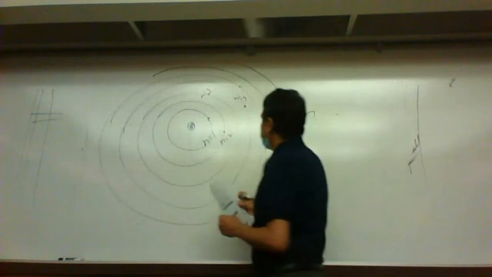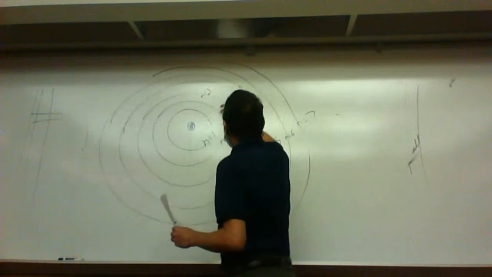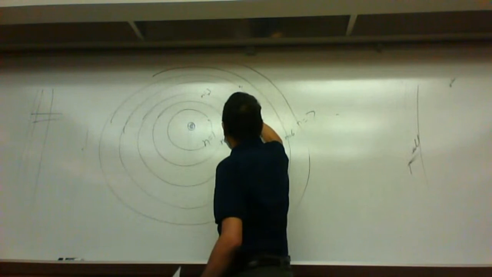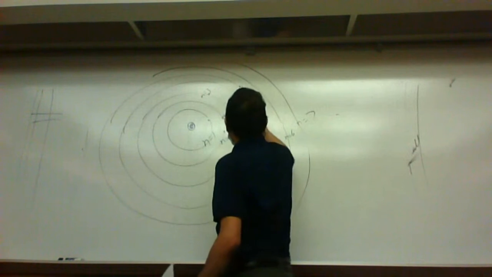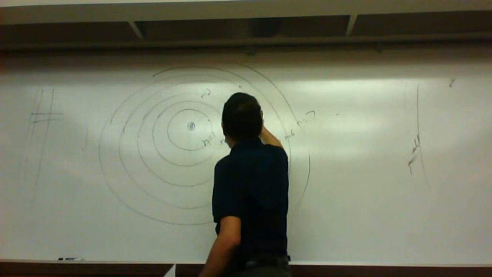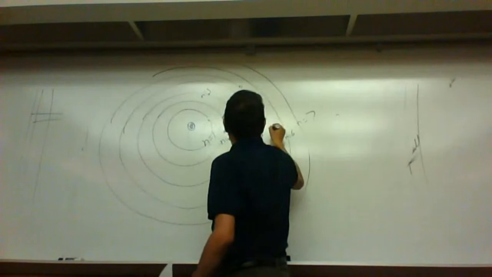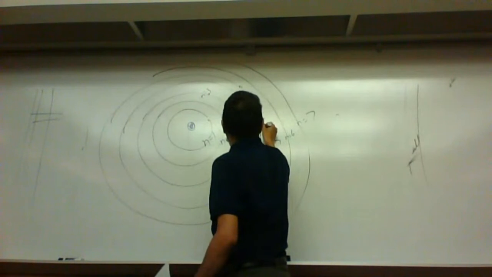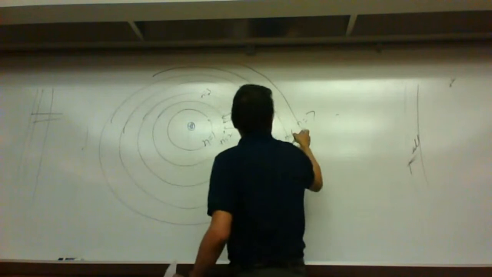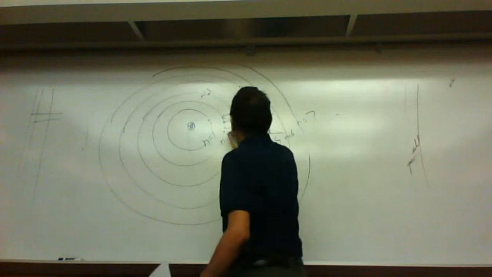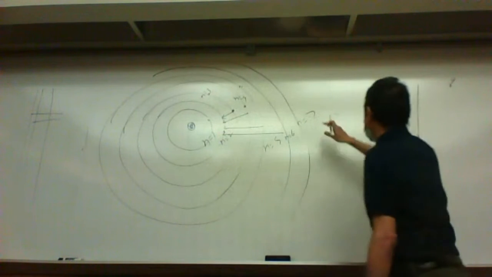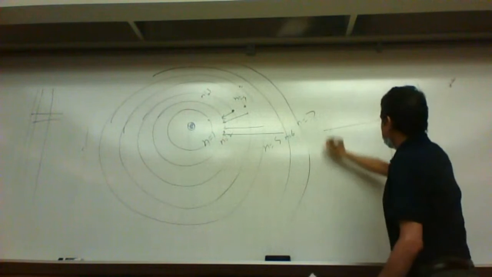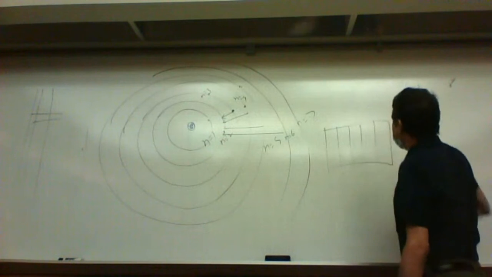Now, if the electron is jumping from 3 to 2, you get one light. If the electron is jumping from 4 to 2, you get another light. If the electron is jumping from 5 to 2, you get another light. And if the electron is jumping from 6 to 2, you get another. Those 4 lights that we see already.